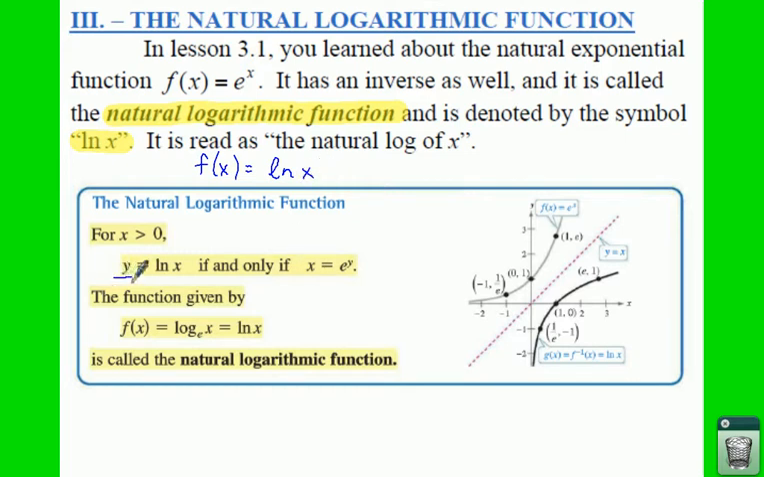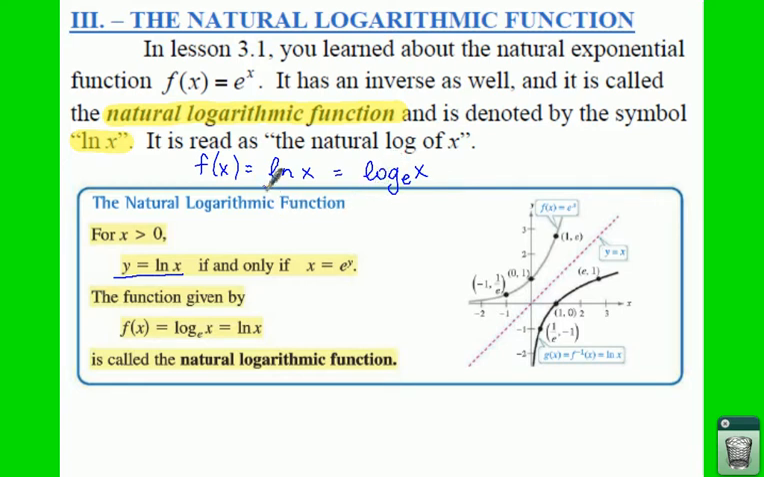So here you have y equals natural log of x, and a natural log of x is the same as saying log base e of x. And what they do is they just simplify this down since it's a natural log.